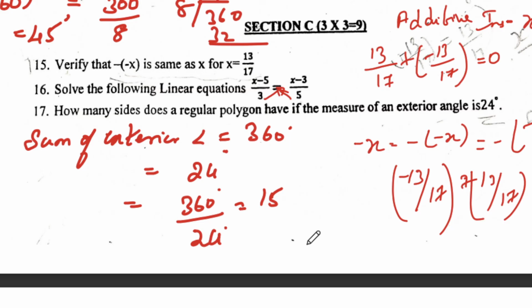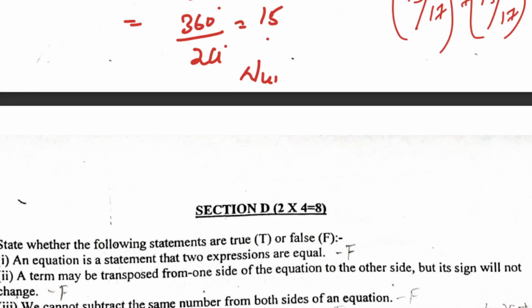Okay. So how many sides does a regular polygon have? So it is 15 sides. Okay. So the number of sides of the given polygon is 15. You have to write the answer. Okay. So the number of sides of the given polygon is 15. Like that, you have to close the answer.